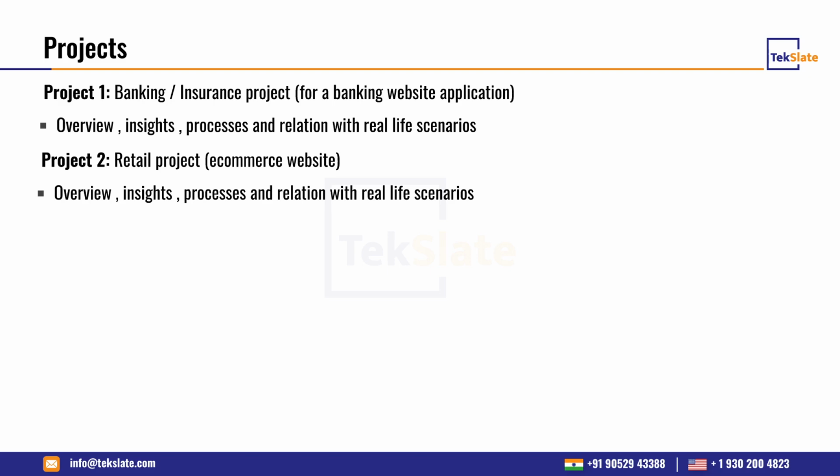Apart from that, we can go to the second type of project, that is the retail project. In a retail project, we will deal with retail companies or e-commerce websites, for example, Flipkart, Amazon, and we can also deal with big brands like Nike, Adidas. They can be the clients too. There also the structure of the project will be the same: overview, insights, processes, and relation. There you have to understand how the retail domain works. Each type of domain works differently.